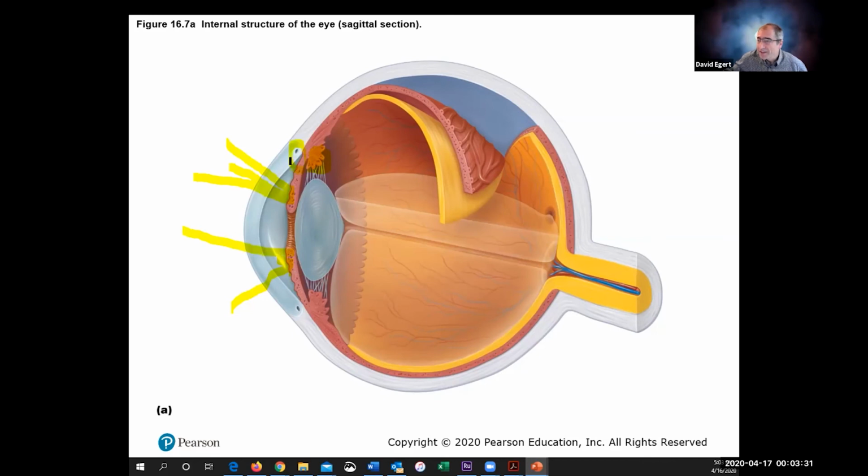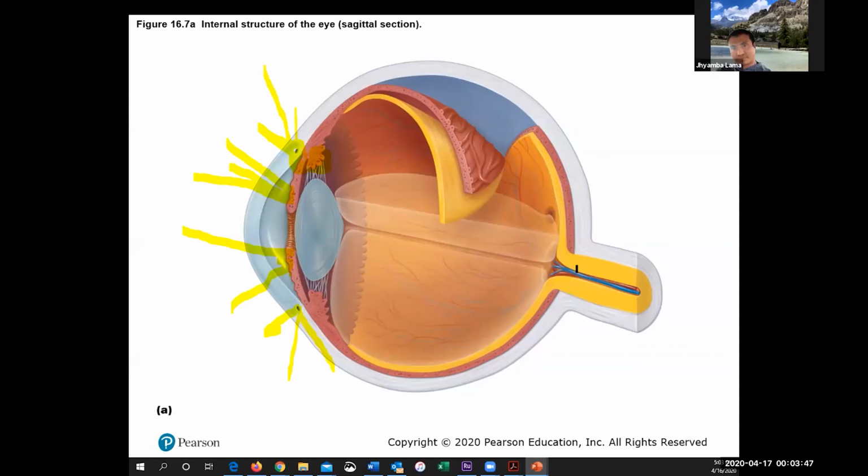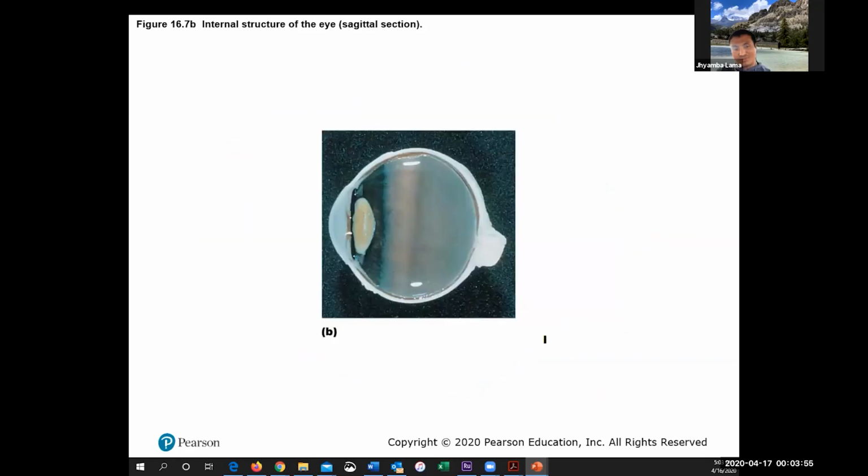What is that little hole there at the junction of the cornea and the iris? Canal of Schlemm. That's the thing that's draining the aqueous humor. Which nerve number is this? 2. Cranial nerve number 2, optic nerve.